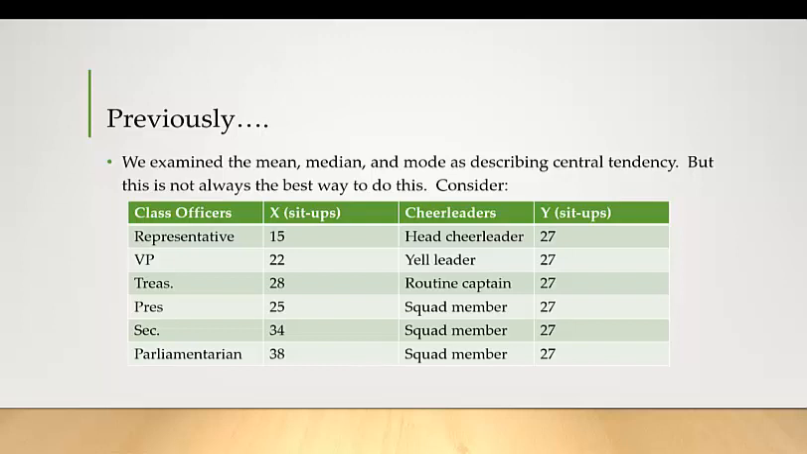So consider this hypothetical set of data here, and we're looking at class officers in a class, and I've listed the number of sit-ups they can do, and comparing that to the number of sit-ups cheerleaders can do in our class. And so if we look at our data, you can see here the class officers represented as 15, the vice president 22, the treasurer 28, the president 25, the secretary and the parliamentarian. But notice that all our cheerleaders, they can each do 27 sit-ups.